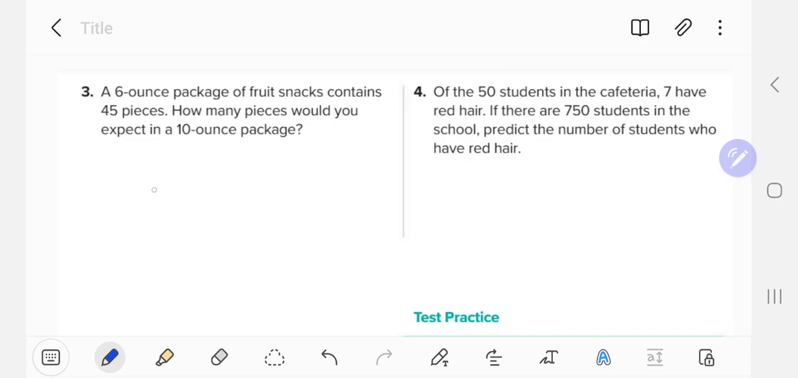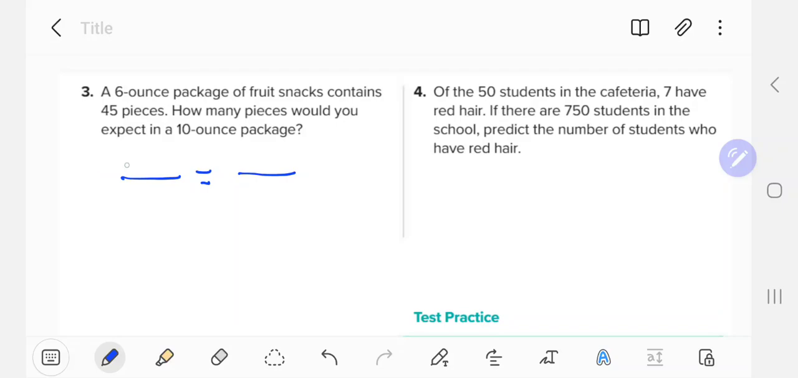And therefore, if it's proportional, we can set up equivalent ratios. We call this a proportion, and it's used to help us solve proportional relationship problems. So let's get after it. Let's read it. A 6-ounce package of fruit snacks contains 45 pieces. Well, that looks like a ratio to me.